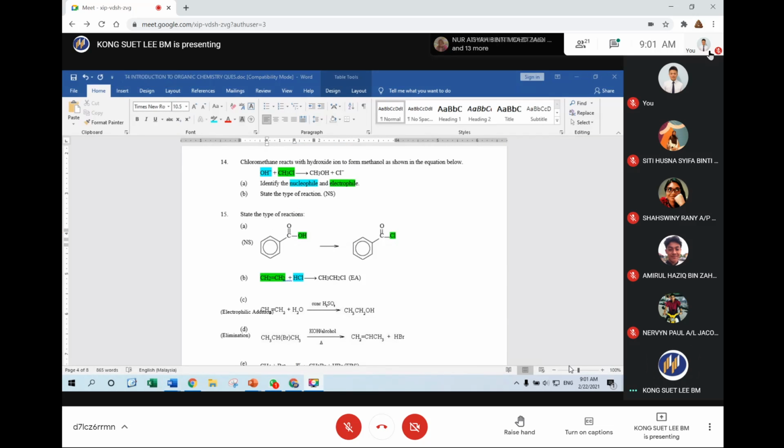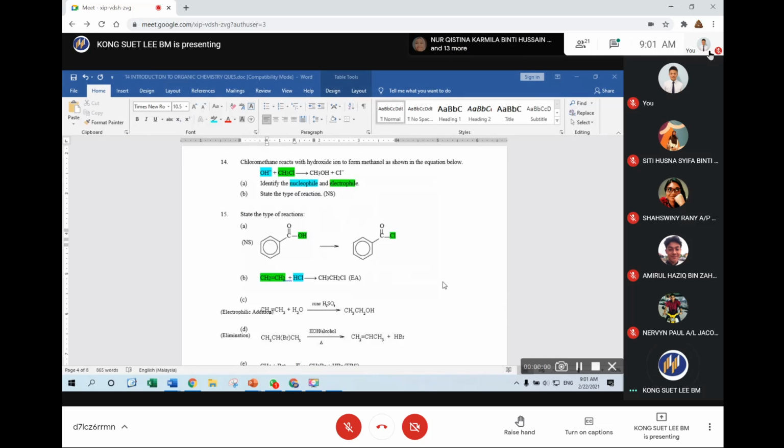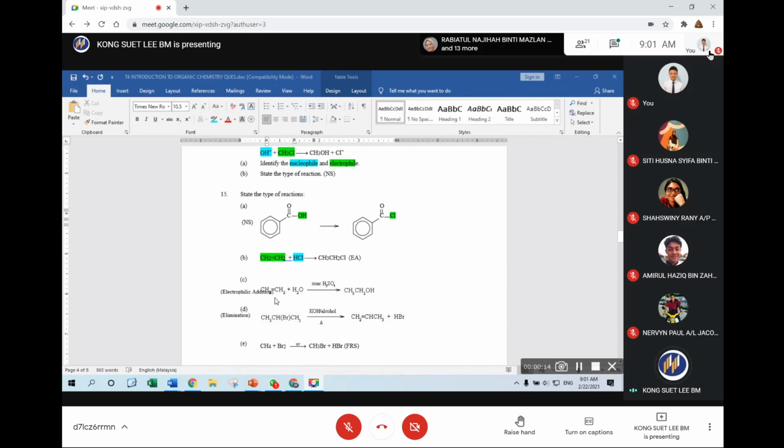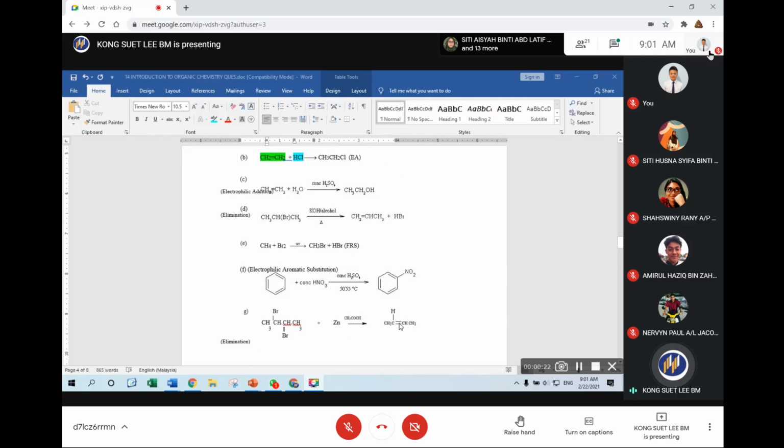Okay, so double bond becomes single bond, so it's addition. And then this is nucleophilic side, so electrophile is added. So that's why electrophilic addition. Same for here, carbon-carbon double bond, so electrophilic addition. Single become double, elimination. Same for here, single bond become double bond, elimination. Okay, with UV, free radical substitution. Benzene ring, the H is replaced by NO2, so electrophilic aromatic substitution, because the benzene ring is nucleophilic side.